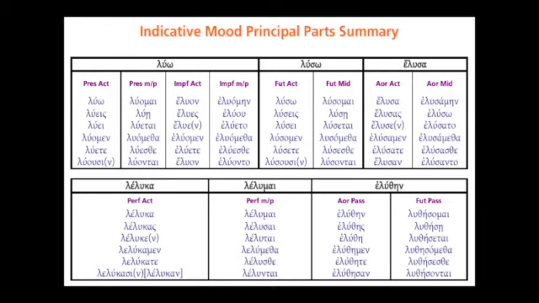And Mounce doesn't label them, but the first column is going to be our present active. The second column is going to be our future active, future middle. The third column is going to be our aorist active, aorist middle. Our fourth column is going to be our perfect active. The fifth column is going to be our perfect middle passive. And then the last column is going to be our aorist passive, and the stem is also formed on the future passive as well. So it's important to really begin to think about these principal parts.